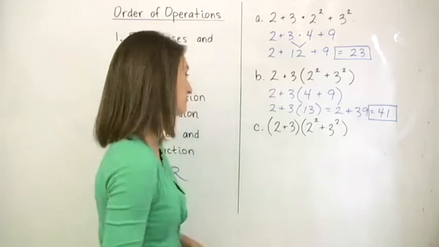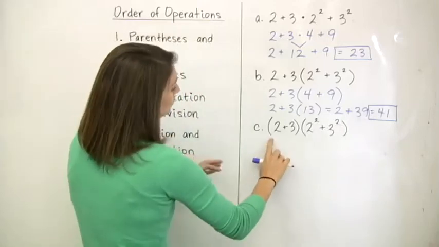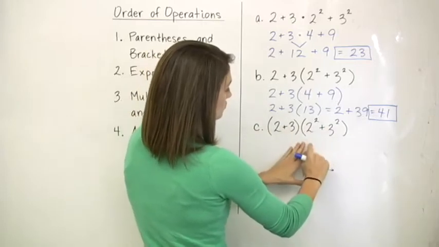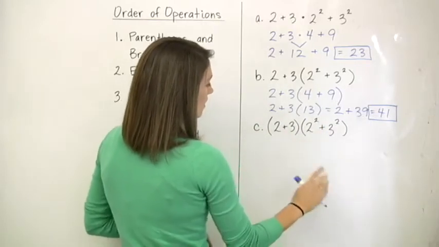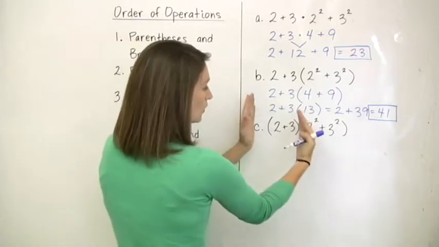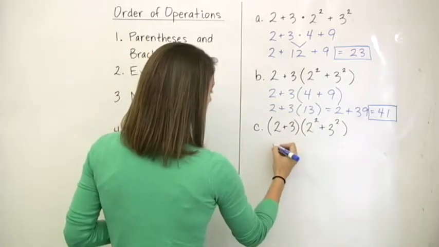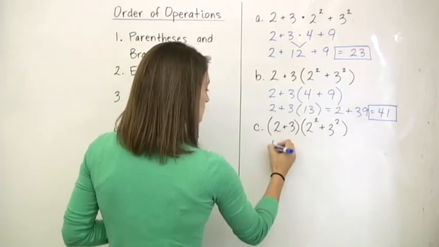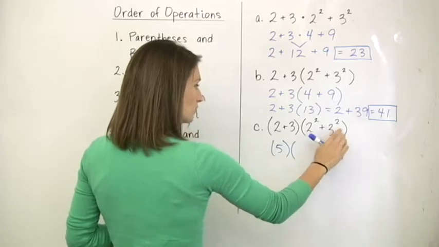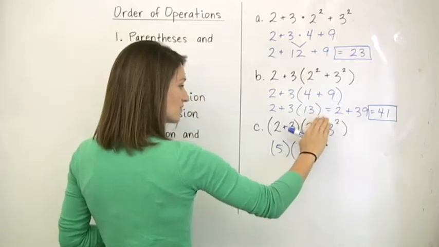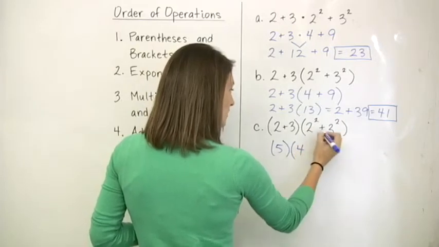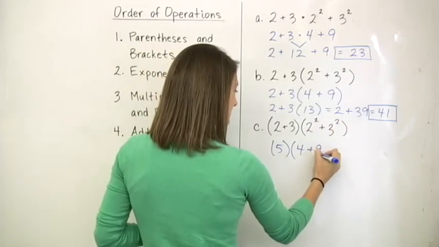Let's do our last one. Here we have the quantity 2 plus 3, and that sum we are multiplying by 2 squared plus 3 squared. So we're going to work inside our parentheses first, moving left to right, so we're going to work our first set of parentheses first. 2 plus 3 gives 5. Now in our second set of parentheses, we're going to move down the list and do our exponents first again before we do our sum. So 2 squared is 4, plus 3 squared is 9.